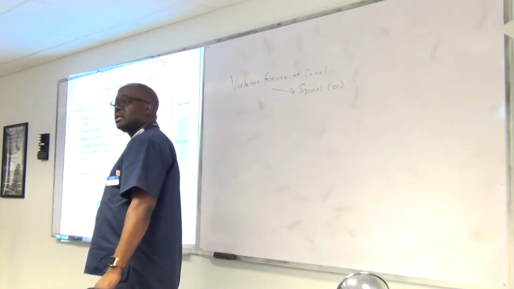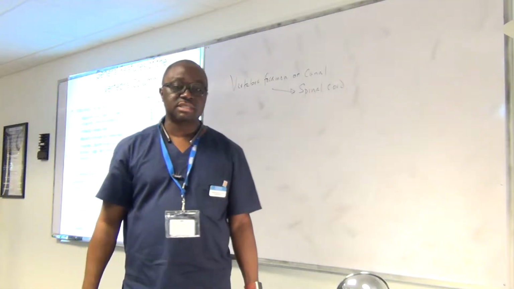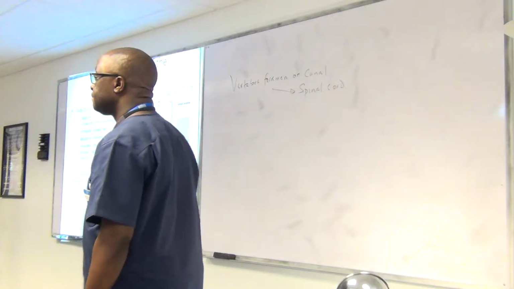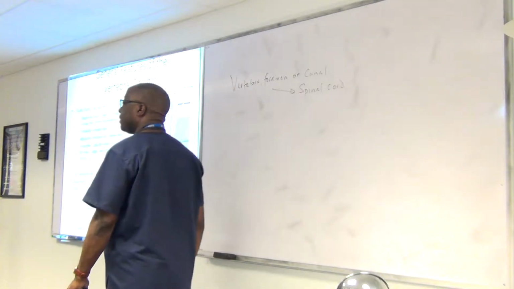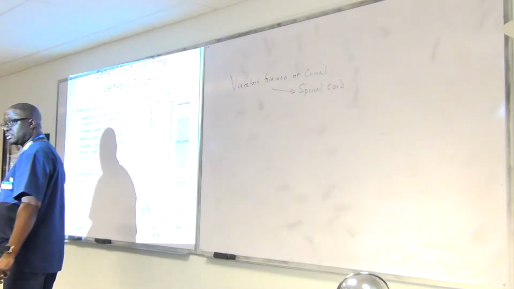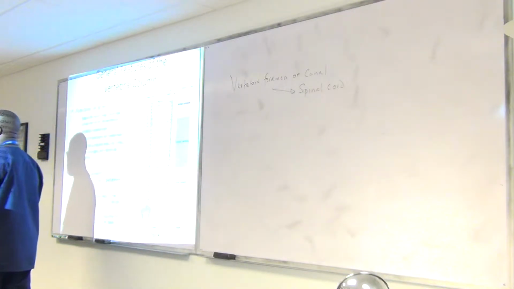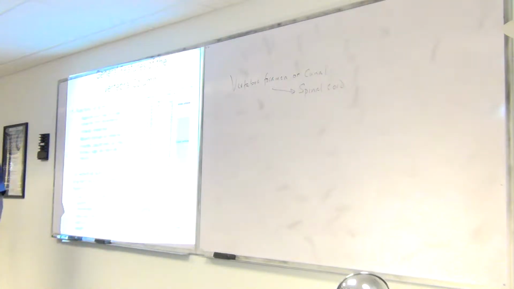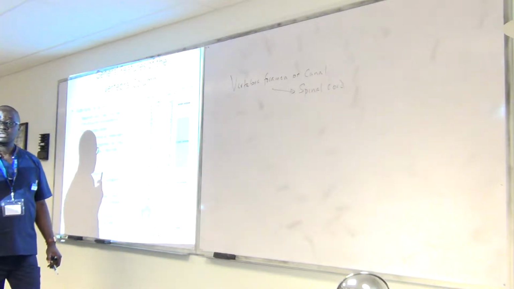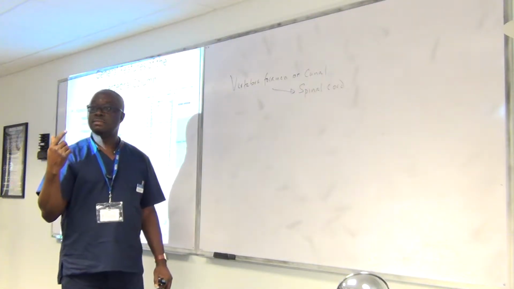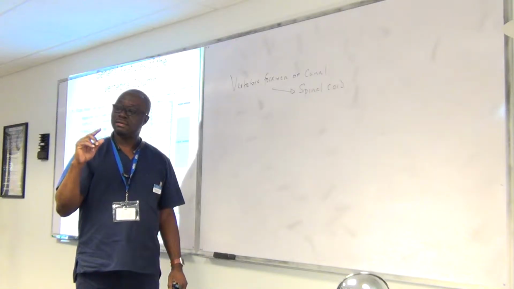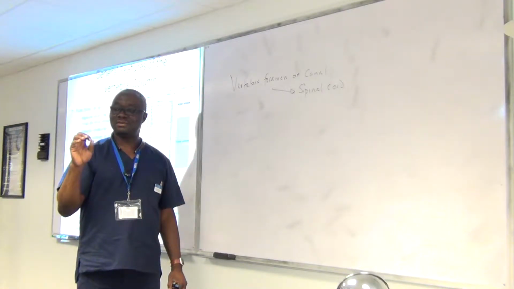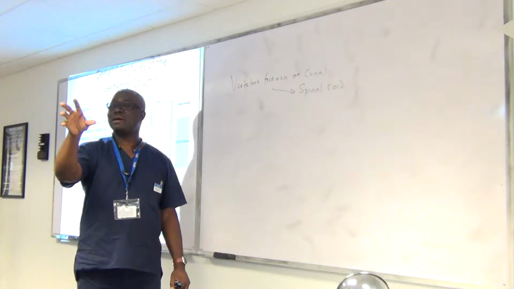So the nervous system is divided into how many parts? Two. Which are the central nervous system and the peripheral nervous system. The autonomic is part of the peripheral.